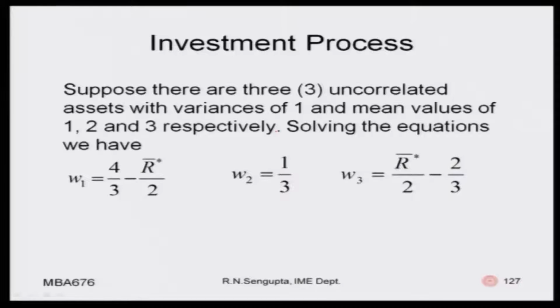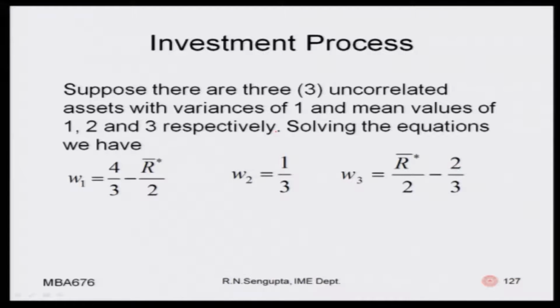Suppose we have 3 uncorrelated assets with variances 1 and mean values of 1, 2, 3. If we solve the problem using the Lagrangian, the weights come out as given: W1, W2 and W3. Now, notice one thing: if you add up all of them, the value is 1.